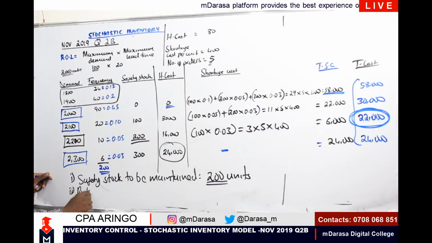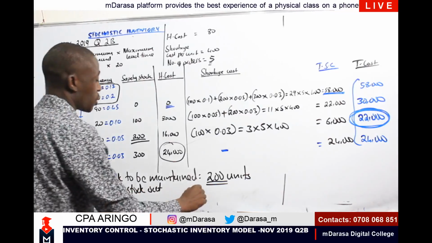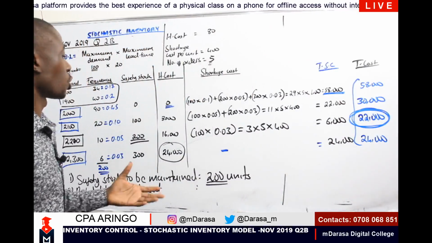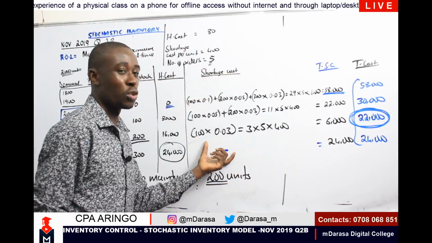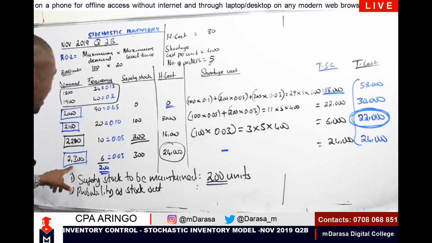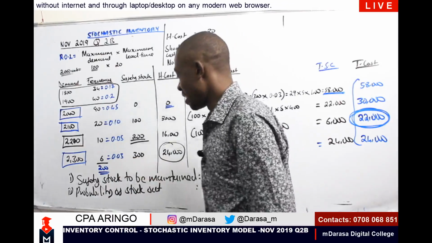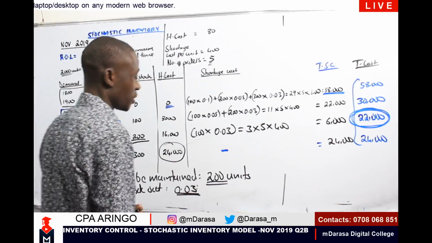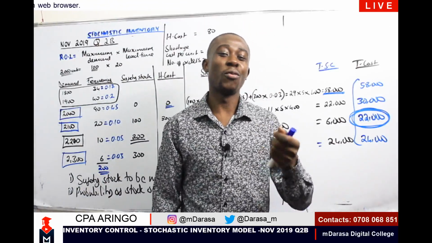Number 2, probability of stock out. So I'm looking at a case whereby you don't have any form of stock as safety stock. Where we don't have stock at all, we should be talking of an area where our shortage cost is 0. And the probability that our shortage cost will be 0, it will be at which demand level? At 2,300. And what is the probability of us having this demand level? I'm having 0.03. So probability of stock out, we should be having 0.03. And imagine, my good student, that is all the examiner wanted you to determine.